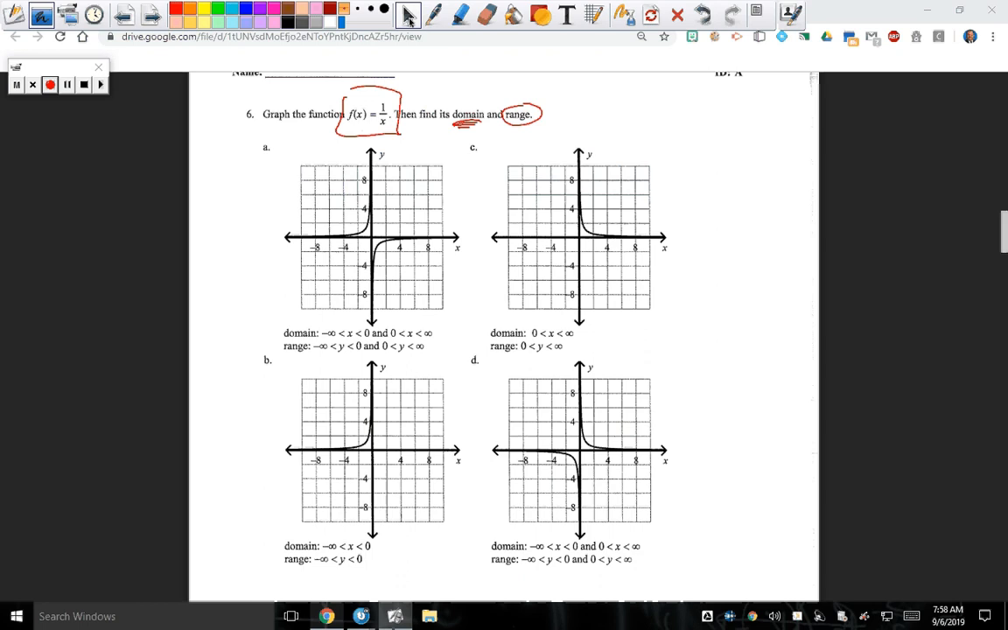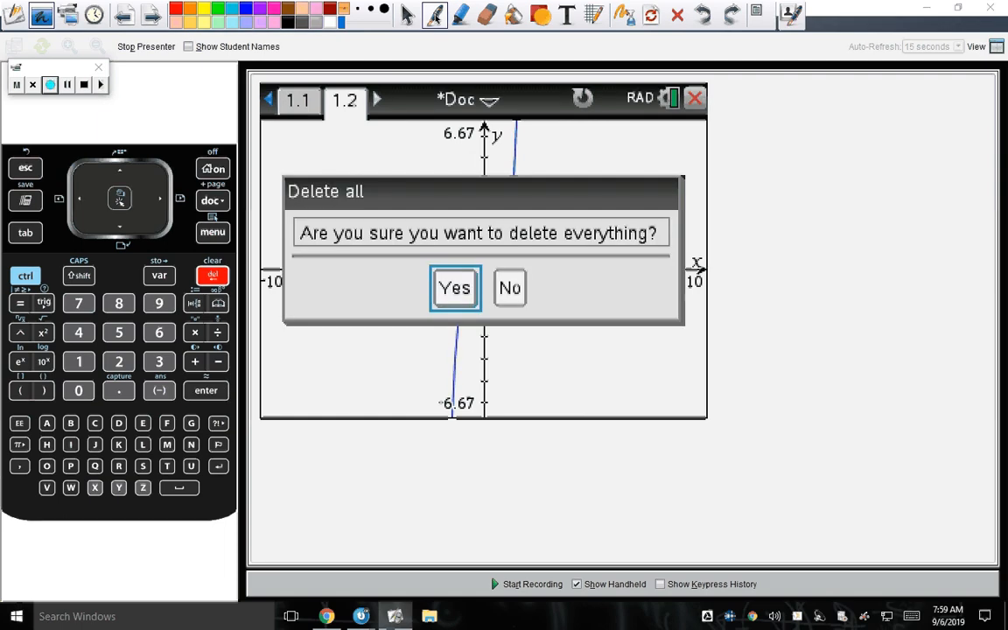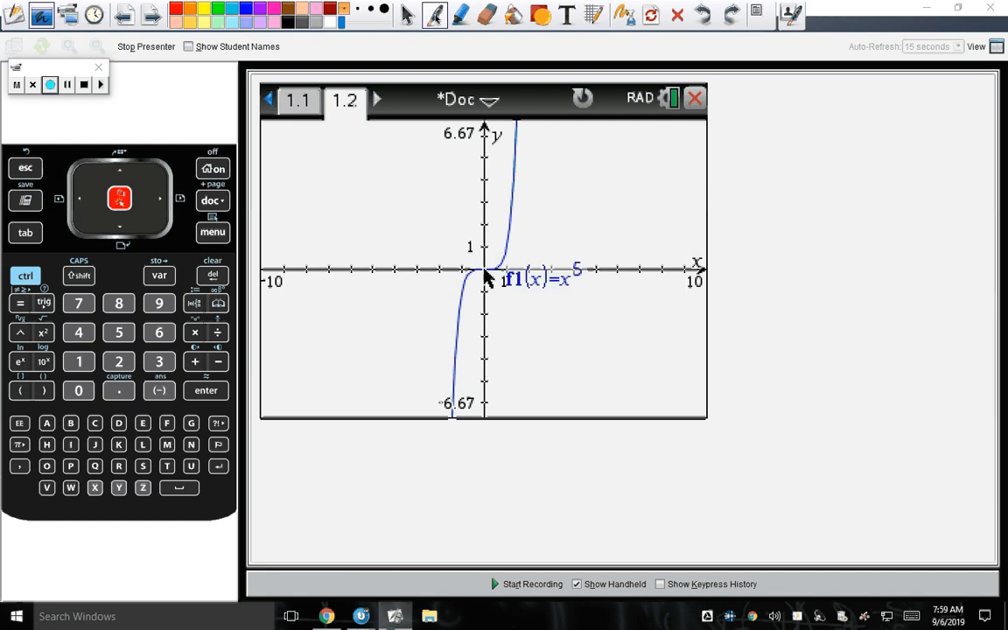So with my calculator, I'm going to go to the graphing utility. Let's say I have this pulled up from my last problem. What I'm going to do is delete, and I'm showing you right now how you can delete graphs in between problems, like on a quiz or a test. From this screen, you can just press delete 3 times, and it will prompt you, are you sure you want to delete everything? And you just say yes.